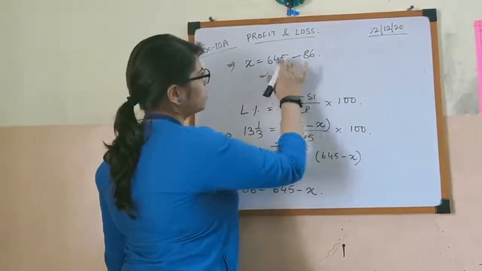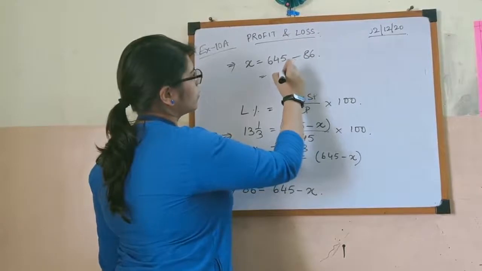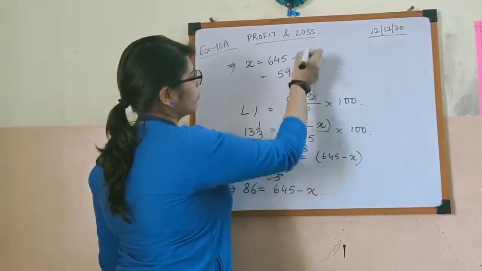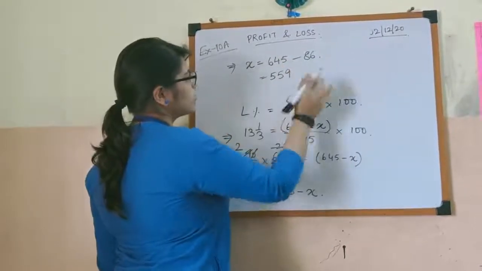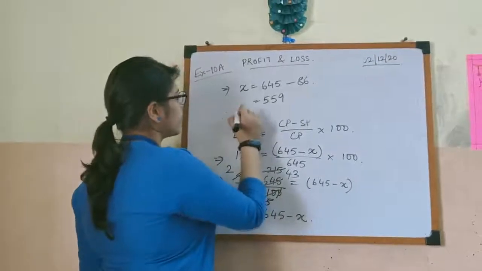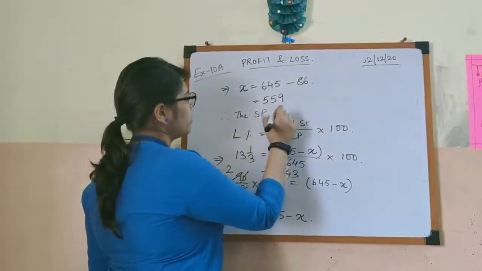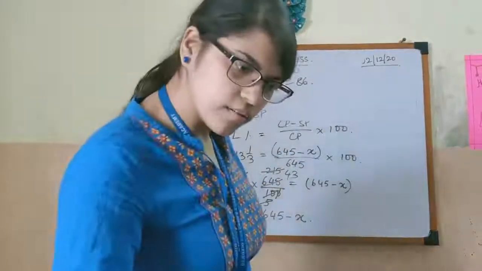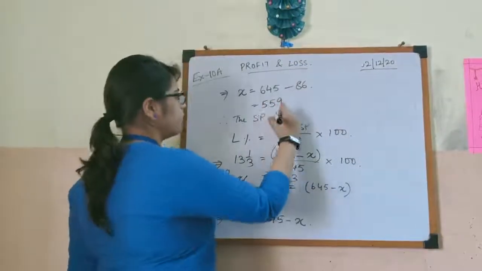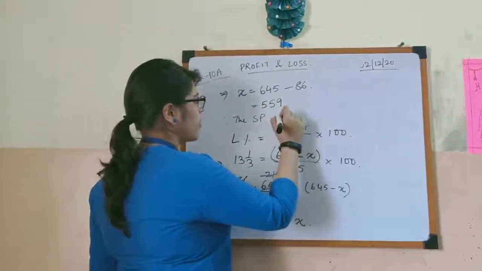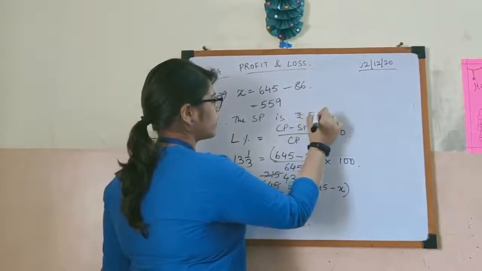So 9, 5, then 5. So this is our x. So you can write therefore the SP of what? Okay, the SP is rupees 559.